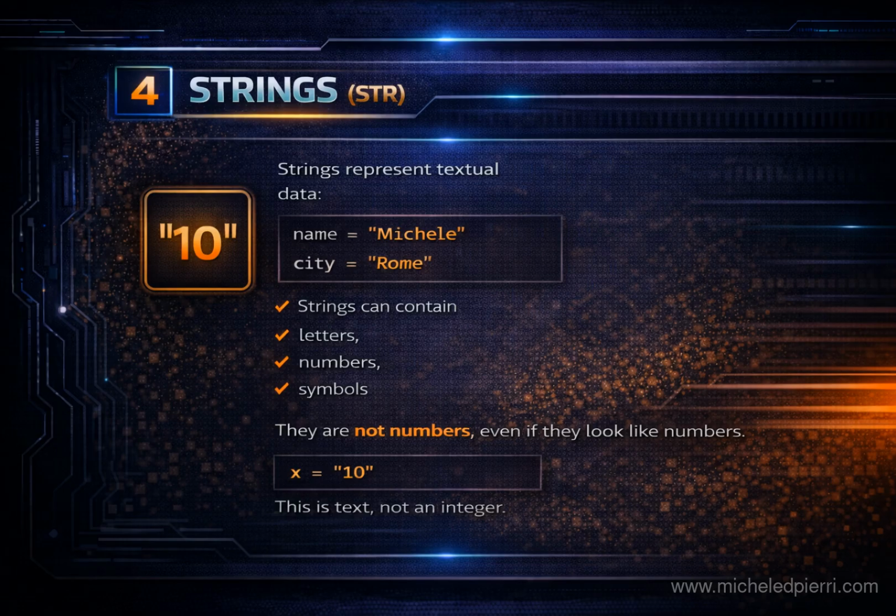Strings, or str, handle textual data. They can contain letters, numbers, and symbols, as long as they are enclosed in quotes. Pay attention to the case below. If you write 10 inside quotes, Python treats it as text, not a number. This is a common pitfall when importing data from external files.